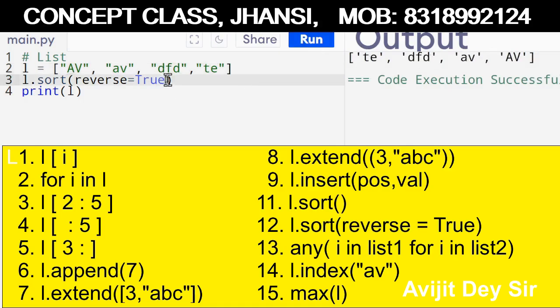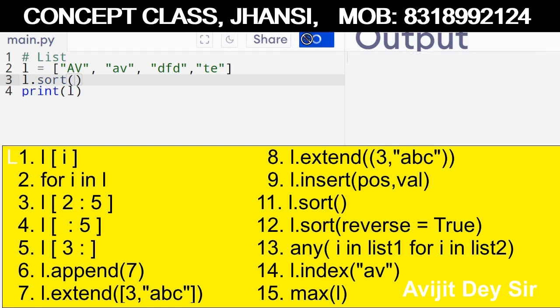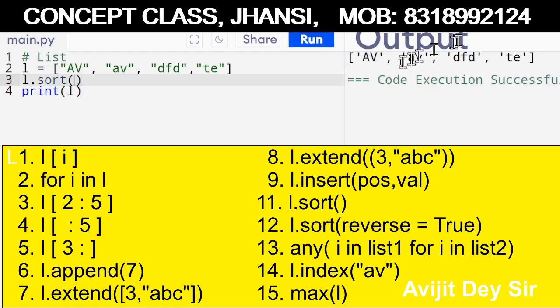If we remove this one, then it will be in the ascending order, because the ASCII value of capital A is smaller than the small a, so it is like this. If we make it capital D, then after AB, this DFD will come. AB, DFD, because the ASCII value of A is less than the others. All these things will be read in the string function.